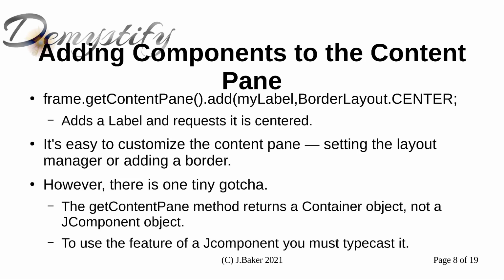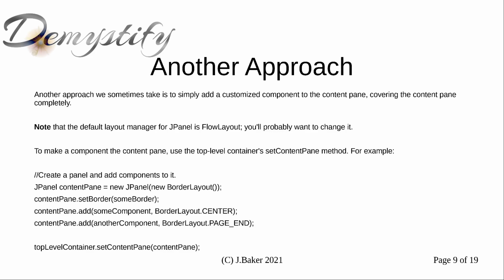It's easy to customize the content pane, setting layout managers, adding borders, all sorts of other things. However, there's one tiny little thing you need to be aware of. The getContentPane method returns a Container object, not a JComponent object. So if you want to use a feature of a JComponent, you must typecast it, and you should be familiar with that by the time you're at this level. The default layout for a JPanel is flow. You will almost certainly want to change that.